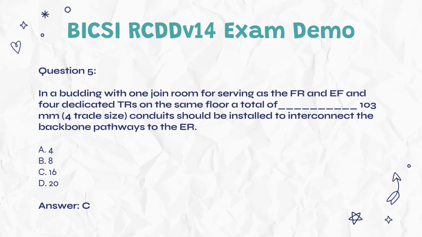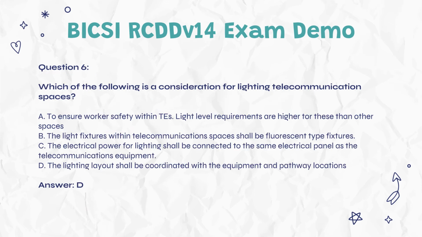Question 5. In a building with one joint room serving as the ER and EF and 4 dedicated TRs on the same floor, a total of blank 103 mm (4 trade size) conduits should be installed to interconnect the backbone pathways to the: A. 4, B. 8, C. 16, D. 20. Answer C.